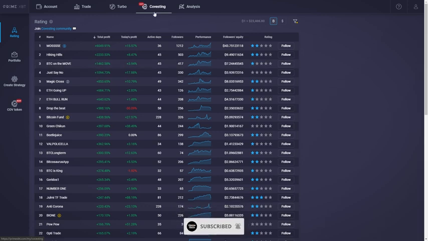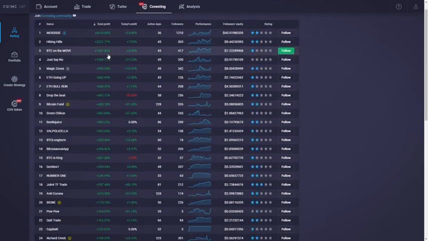So on the Covesting tab right there, with the traders, we have the total profit, today's profit, active days, followers, performance, followers equity, and rating. The most important things, of course, are total profit, active days, and also performance and rating. And I will explain everything, but it gets a little bit more in depth with this one because we are going to click on one of the traders and I'm going to show you a very specific metric that you need to pay attention to before you click the follow button and before you give them the funds for them to trade with.